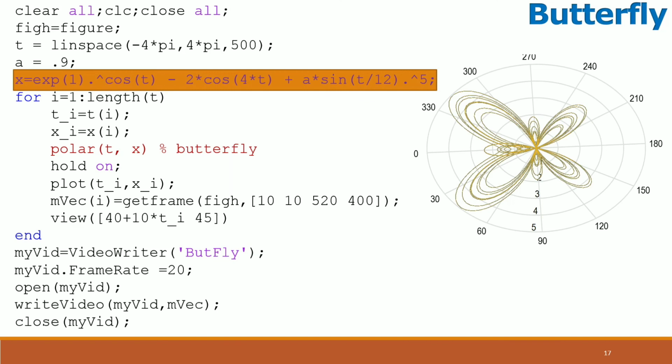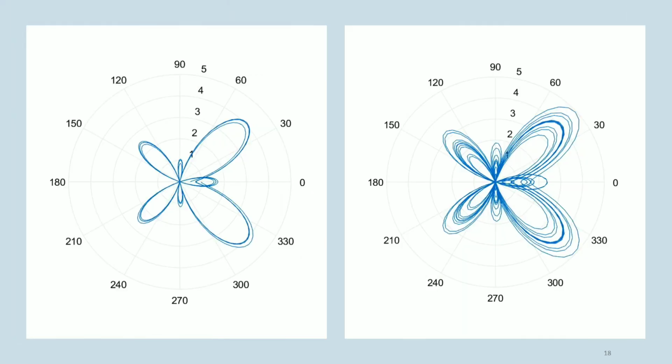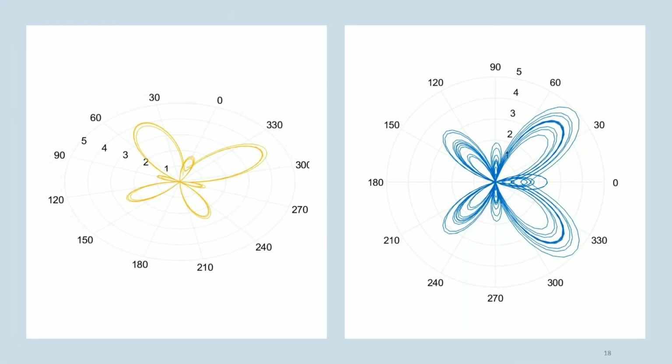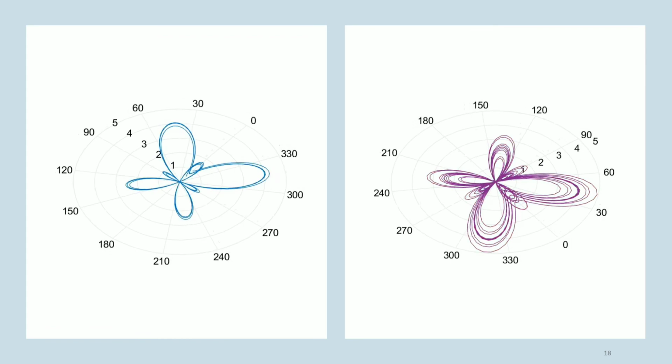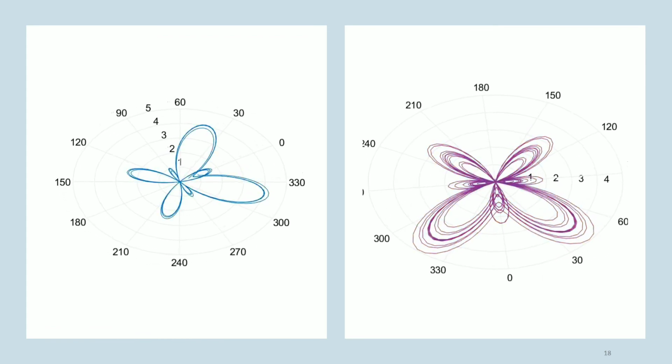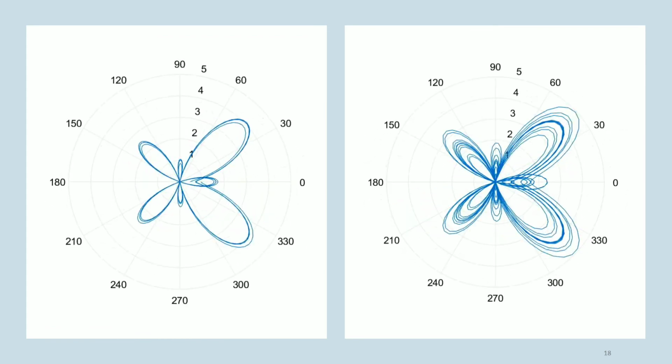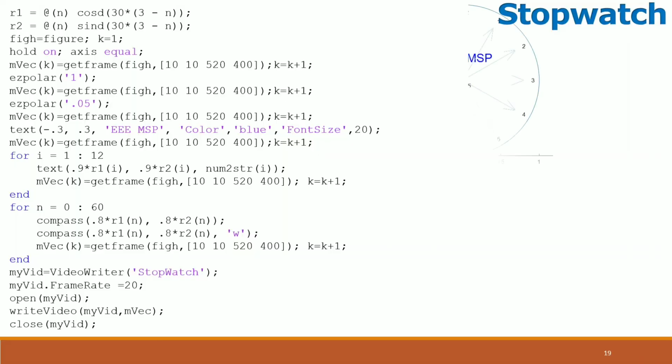The Matlab command polar plots the butterfly using the parameters t and x as formed in the initialization section. Here, we show butterflies formed from 2 and 8 curves. The 2D animation is generated using the view command using time as one parameter. The last animation is a stopwatch.